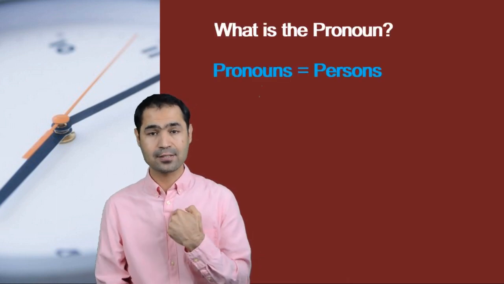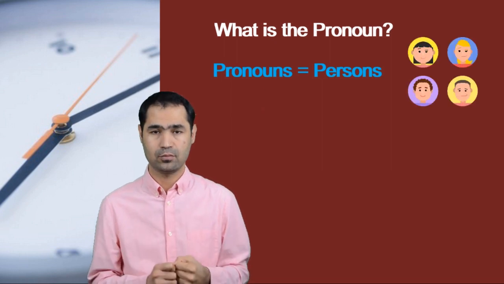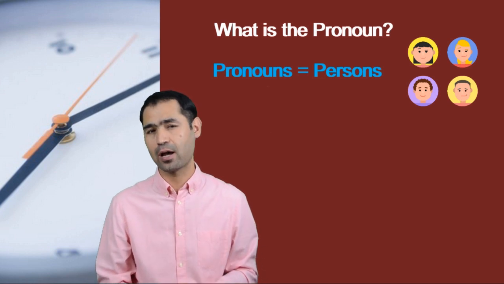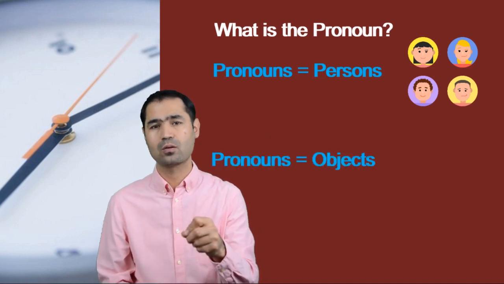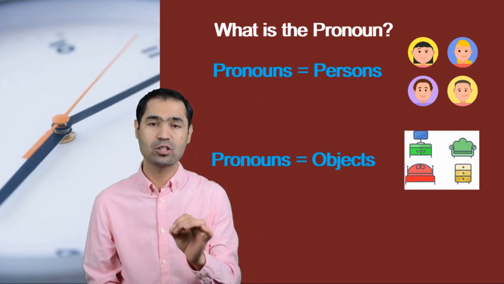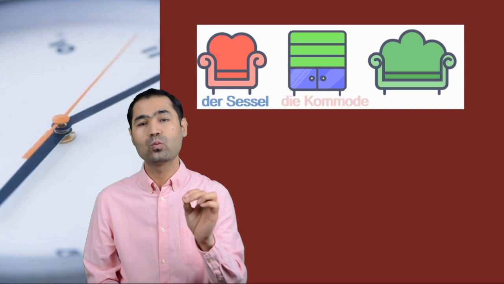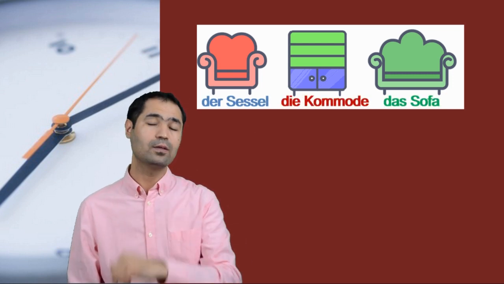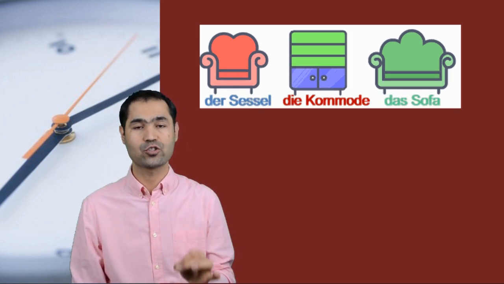So, what's a pronoun? Pronouns show especially us, the people, you and me. But in some cases we can exchange the pronouns with the things, with the objects as well. And here we have to pay attention to the article of the word. The article tells us which pronoun we have to use. Okay? And now let's learn the German pronouns.